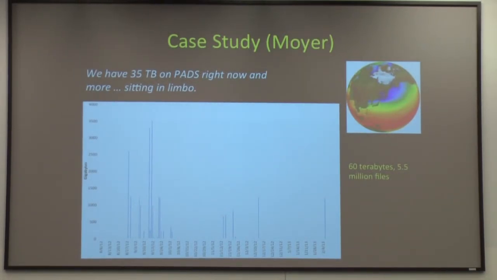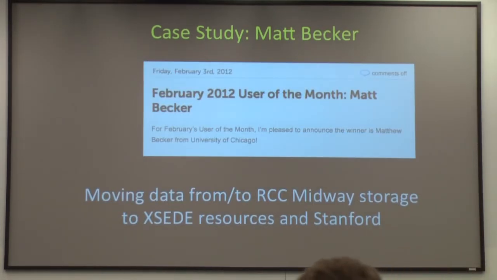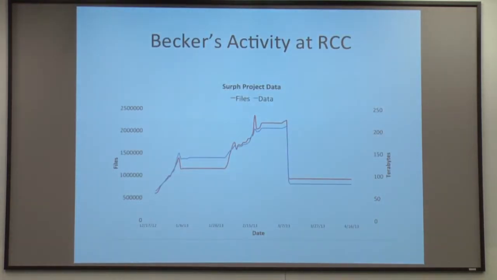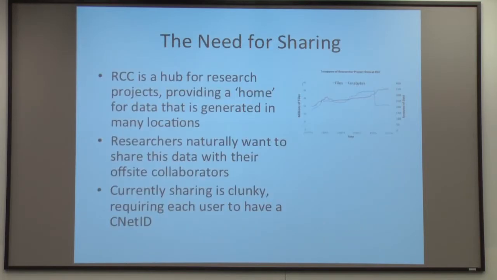And then there's also another user that moves 60 terabytes or so. Just quickly, this is the example I was talking about. Matt Becker was actually February 2012. I think Globus Online had this best user of the month. But that particular user was the one who kind of pushed this usage of data by moving almost about 100 terabytes or so away from Chicago to Slack and XSEDE resources.